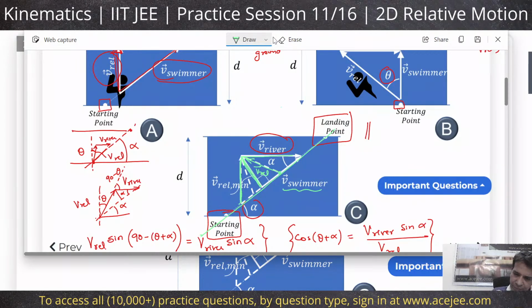So that would be V swimmer. Which one, beta? This one. This is the relative speed of the swimmer with respect to the water, with respect to the river. This V swimmer is the net speed. It is just to show you the direction. So when they say that the swimmer starts to swim with this angle, they mean the angle of the swimmer's speed with respect to the ground, right?